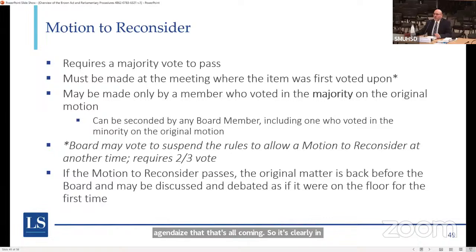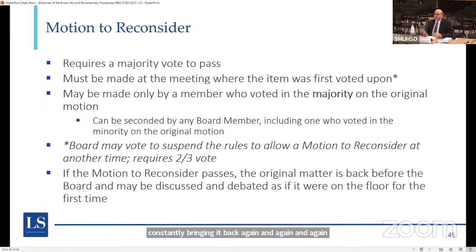The other thing with the motion to reconsider is that, as it says right there, it can be seconded by any board member, but may be made only by a member who voted in the majority on the original motion. So if you had a 3-2 vote, it has to be one of those 3 people that makes the motion to reconsider. Anybody can second it. What is the reason for that? Again, it's so the person who lost the vote isn't constantly bringing it back again and again.